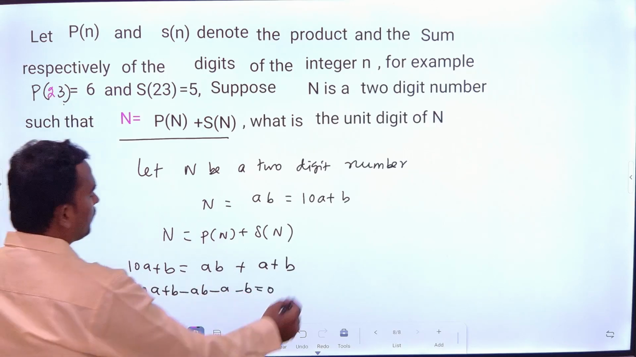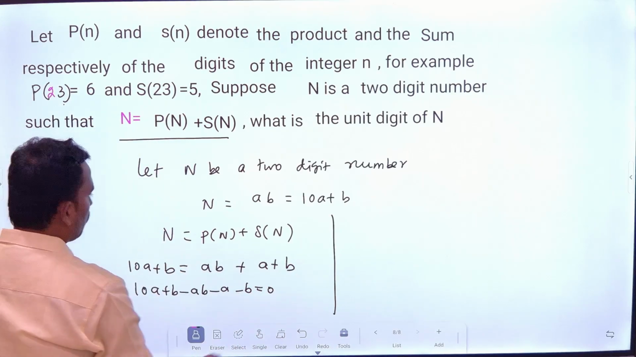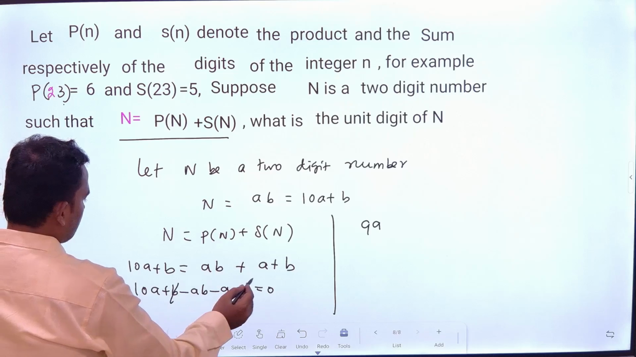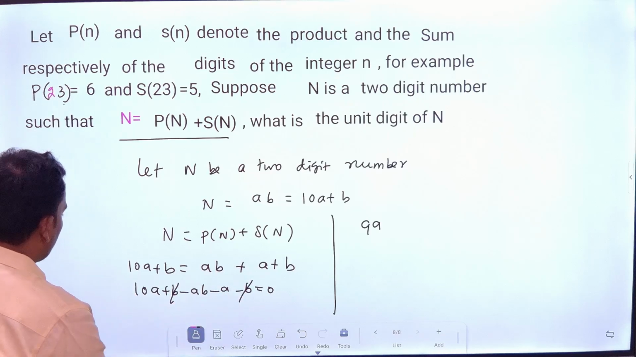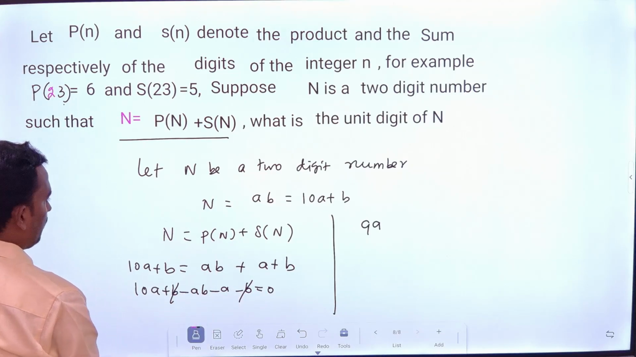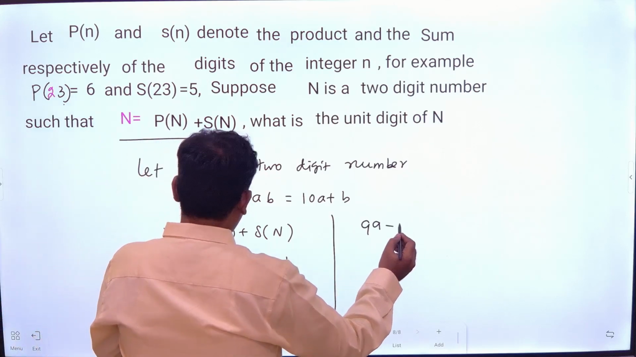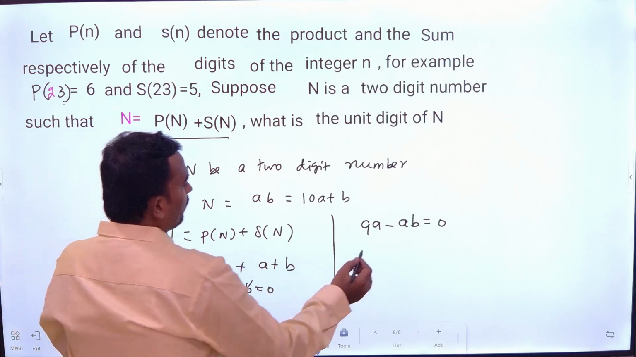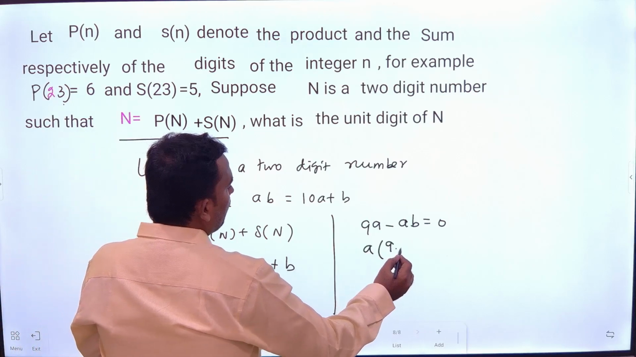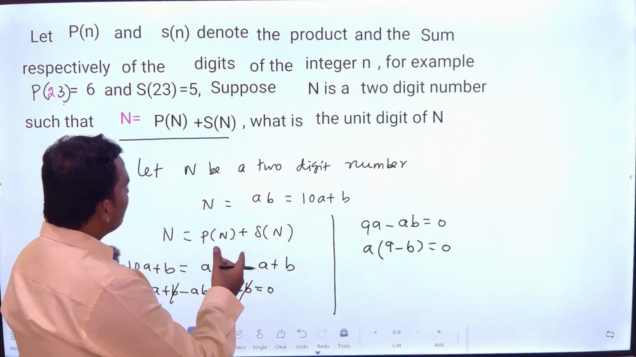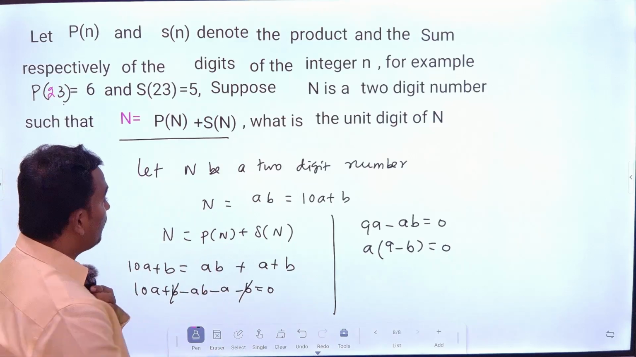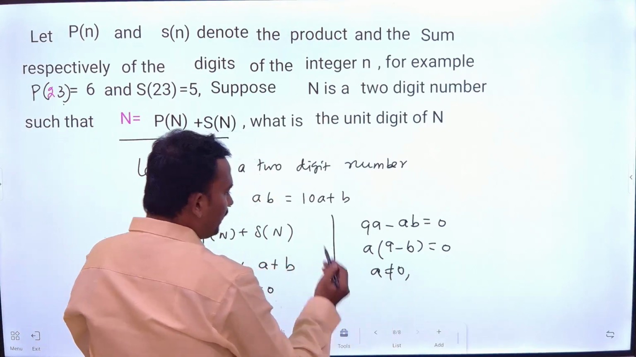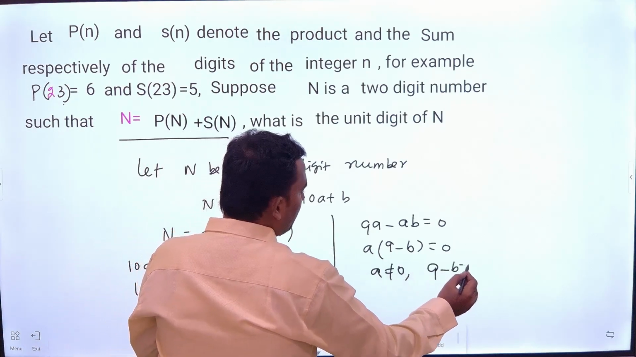Then 10A minus A is 9A, and B minus B cancels. Then minus AB is equal to 0. If you take A common, A times 9 minus B is equal to 0. Since this is a 2-digit number, the tens position will definitely not be 0, so A is not equal to 0. The only possibility is 9 minus B is equal to 0.